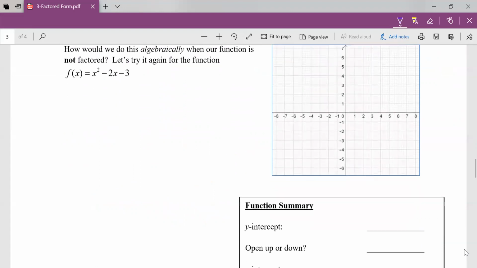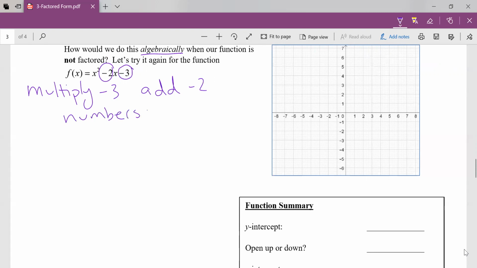But wait, what if it's not in factored form? If it's not in factored form, yes, we could just graph it, but I'm asking you to do it algebraically. So we need to factor this thing. To factor this trinomial, I say to myself, I need two numbers that multiply to negative 3. I need two numbers that add to negative 2. So what are my numbers? Well, the two numbers that multiply to negative 3 and add to negative 2 are negative 3 and 1.